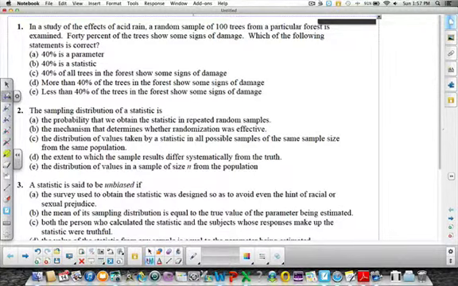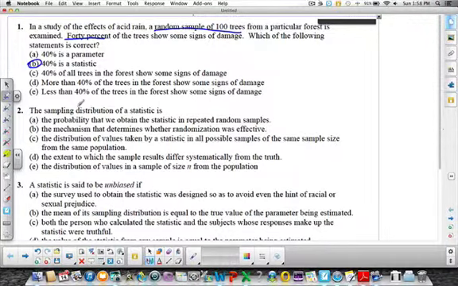in a study of the effects of acid rain, a random sample of 100 trees from a particular forest is examined. 40% of the trees show some sign of damage. Which of the following statements is correct? So when it says 40% of the trees from the random sample of 100 trees, that tells me that 40% is a statistic. It can't be a parameter because we don't know it's true for the whole population.